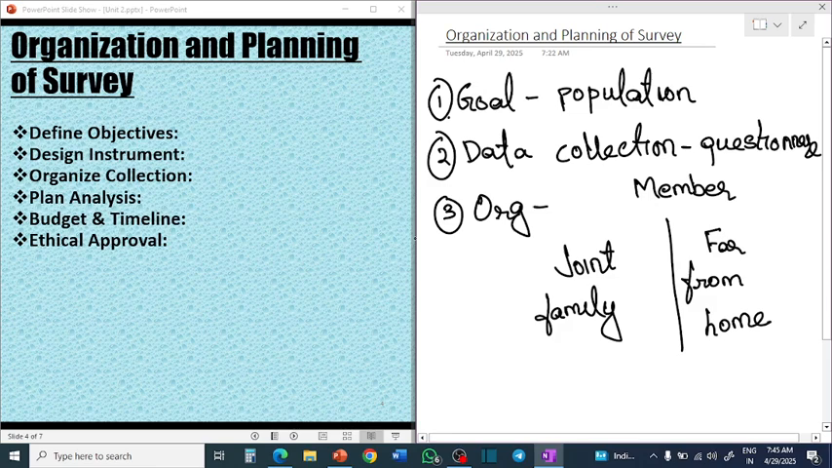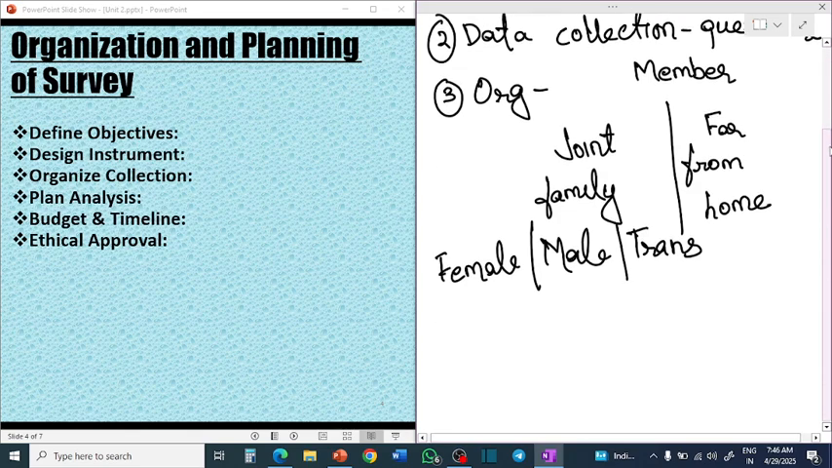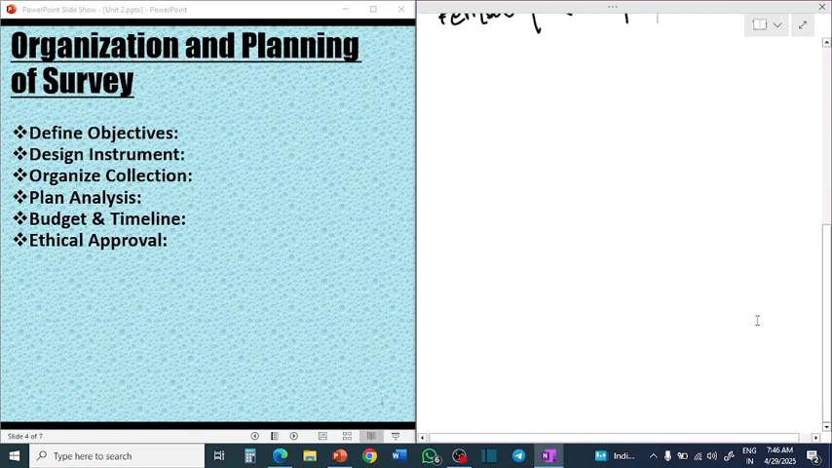We can organize according to the requirement of the data, or we can organize as female, male, and transgender. So this is called organization of data, where we separate the data based on a few columns or a few criteria. Then we move on to the plan analysis.